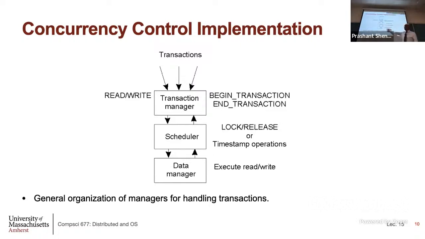And then there's the data manager. That's the one that's actually reading or writing data to disk. So these two are the ones we are more concerned about. That's just regular file system IO. So that's a centralized transaction manager in a concurrency control system.